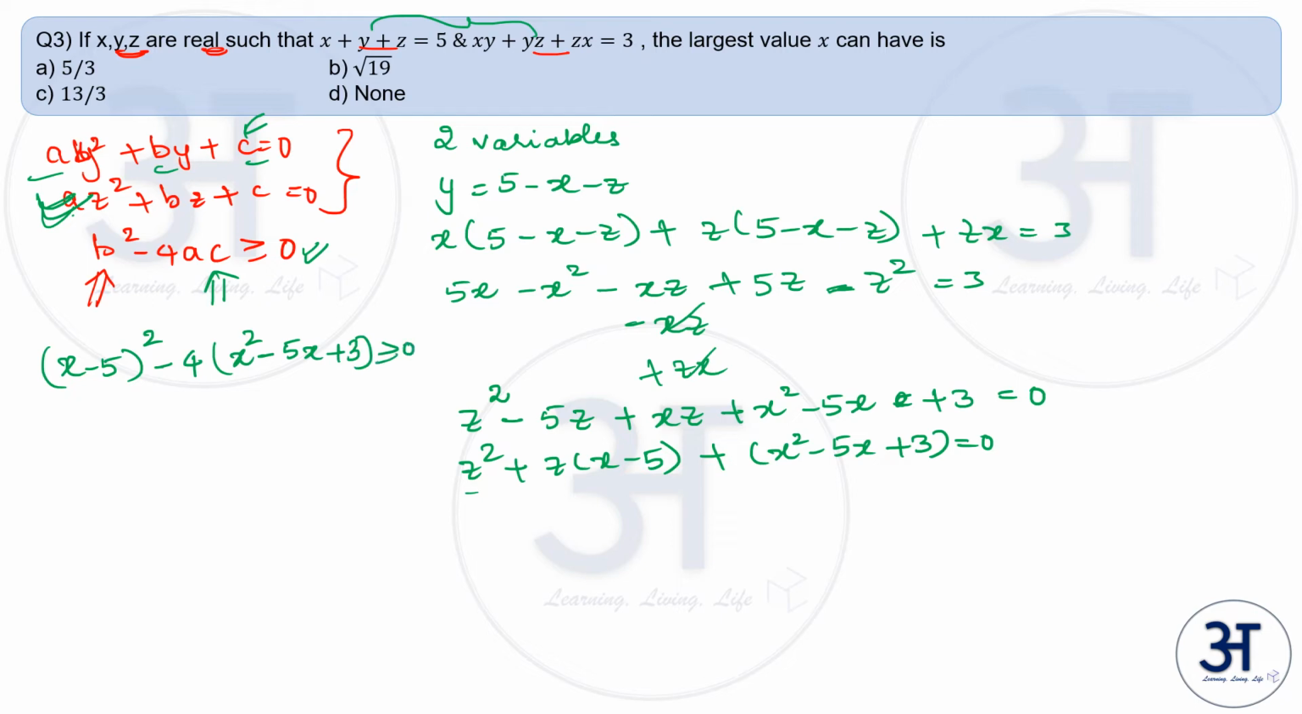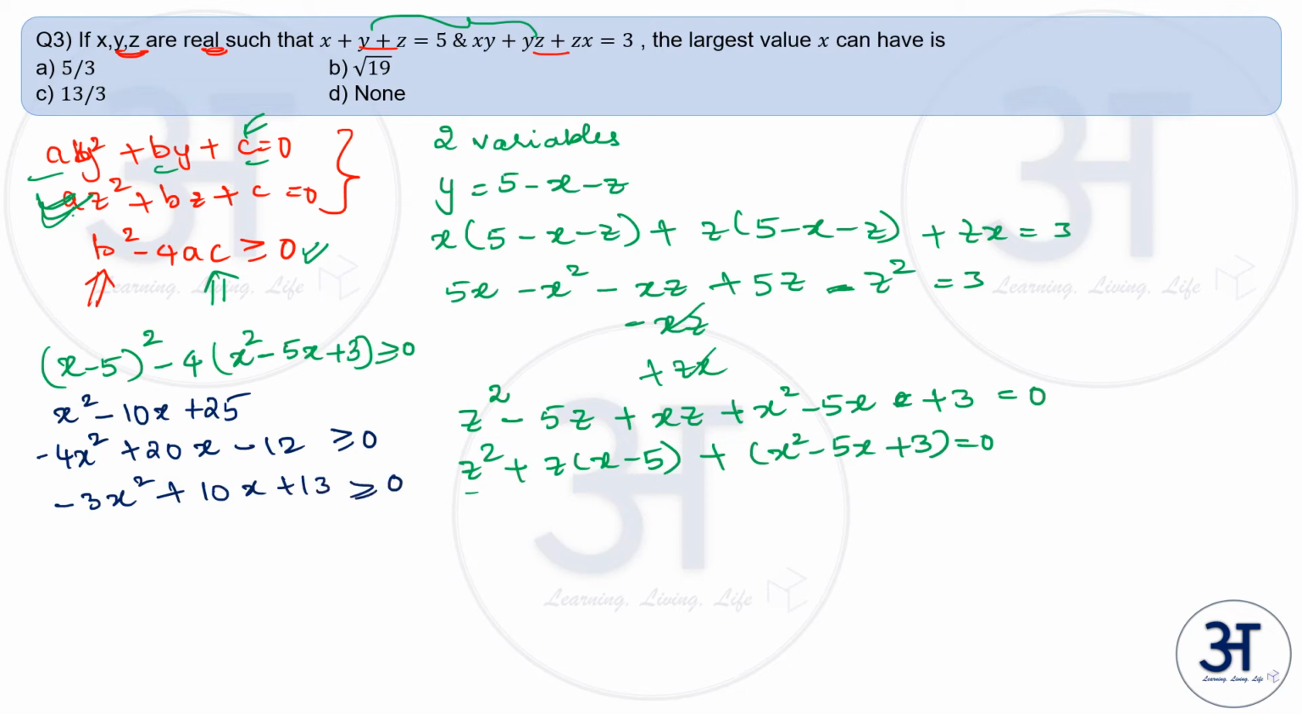Now let us simplify this. We have x square minus 10x plus 25 minus 4x square plus 20x minus 12 is greater than or equal to 0. So you have minus 3x square plus 10x plus 13 is greater than or equal to 0. So I'll multiply it with negative 1 so that I'll have a positive coefficient for x. I'm more comfortable with positive coefficients of x. So then let us factorize this. We have 3x square minus 13x plus 3x minus 13 is less than or equal to 0.